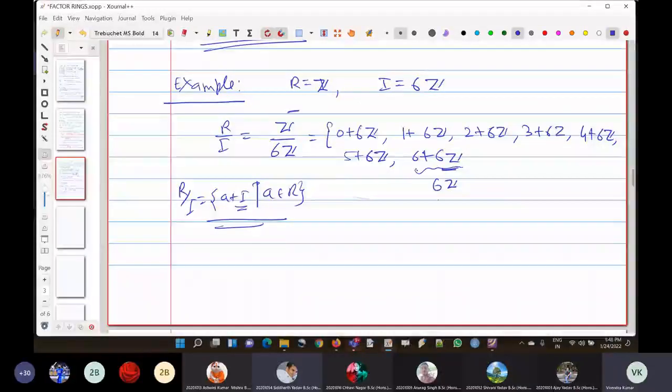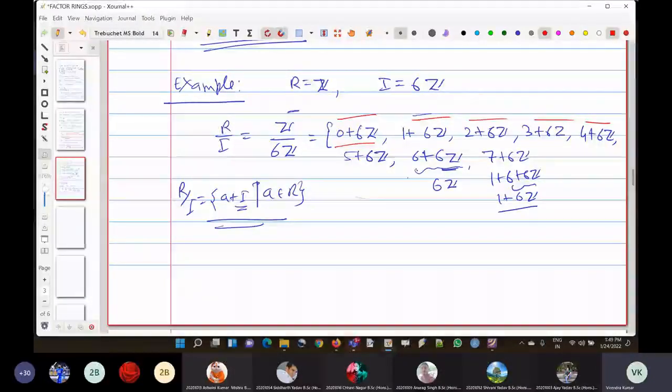Okay, this is going to be 6z itself. So it will repeat: 6z, and then you can put 7 plus 6z, and 7 plus 6z is nothing but 1 plus 6 plus 6z, which is nothing but 6z. So we are getting here 1 plus 6z. So if you are taking positive 1, then we will be getting these 6 elements, only these elements, and after that it will repeat.